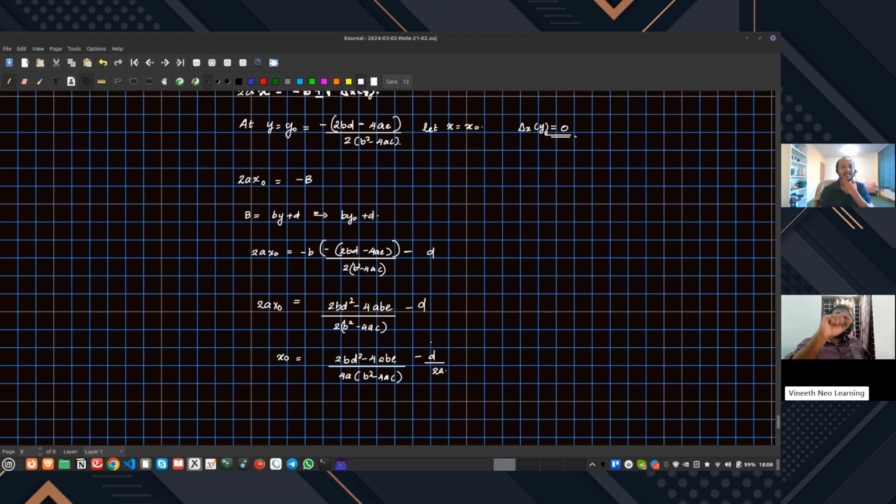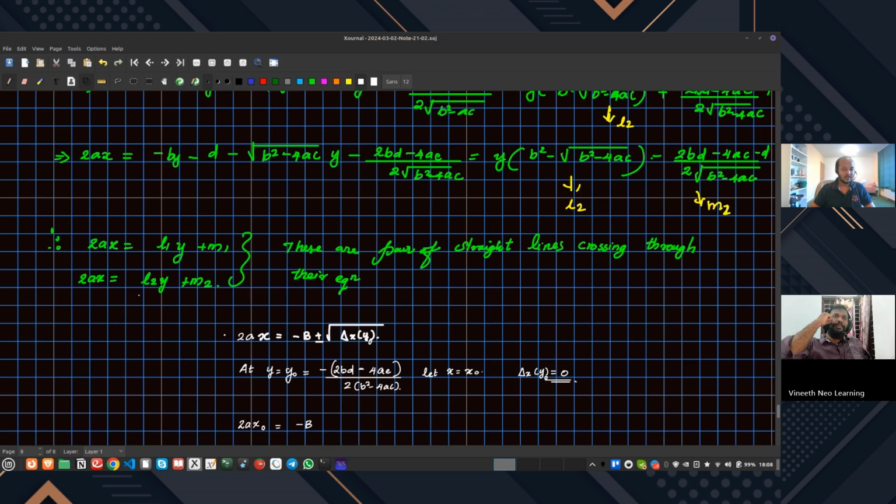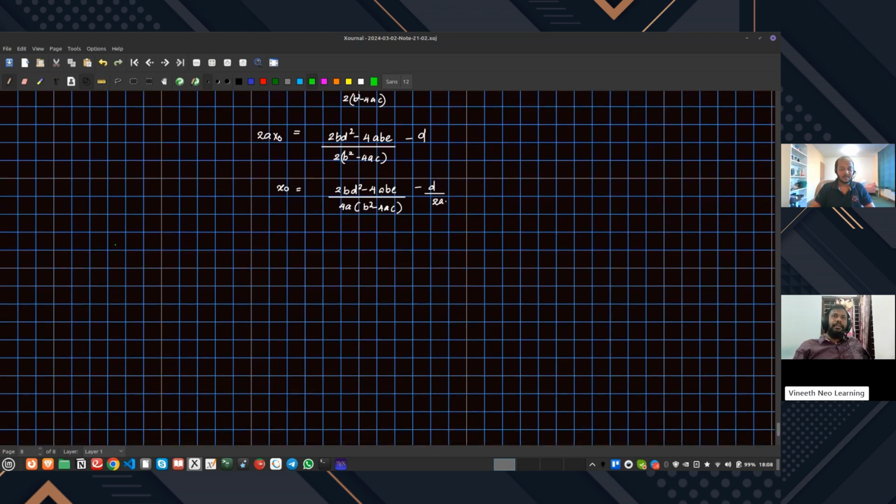In order to show that this x naught and y naught are actually the point of intersection, you have to solve those line equations, these two lines. This is a very interesting idea. Let's just solve those lines. 2ax is equal to L1y plus M1, isn't it?